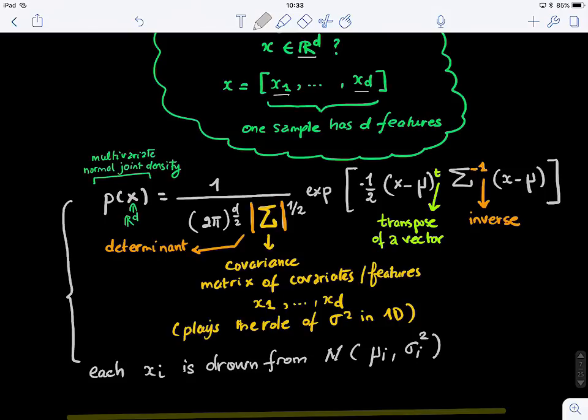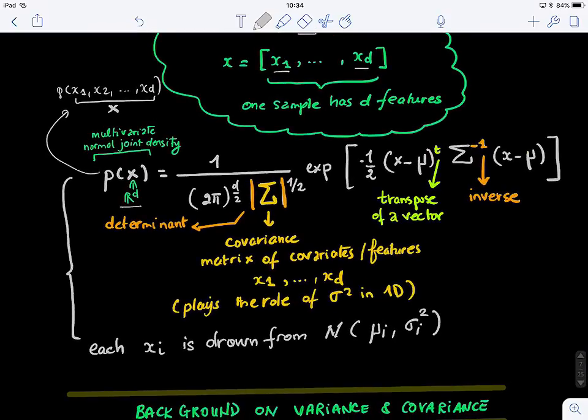So in this case, we have our vector belonging to R^d. This is what we call the multivariate normal joint density function. It's the joint probability, because what exactly are we looking at here? P of x1, x2, up to xd. We want to look at this measurement, our x vector, our observation, but it has many components, many features. So it's very simple.